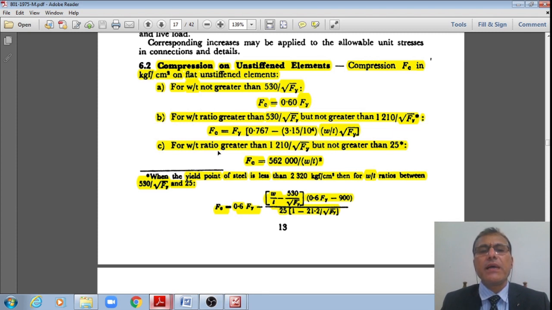For W by T greater than 1210 divided by square root of Fy but not greater than 25, then Fc is equal to 562,000 divided by W by T whole square.